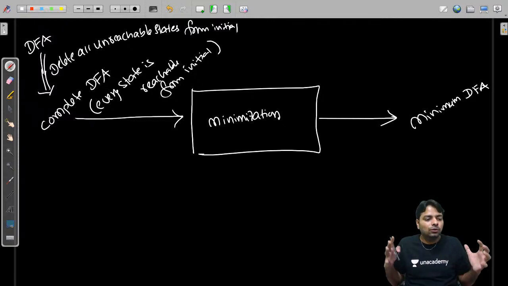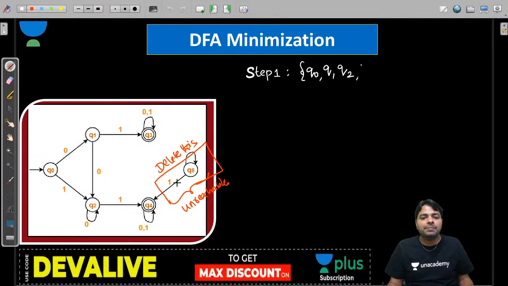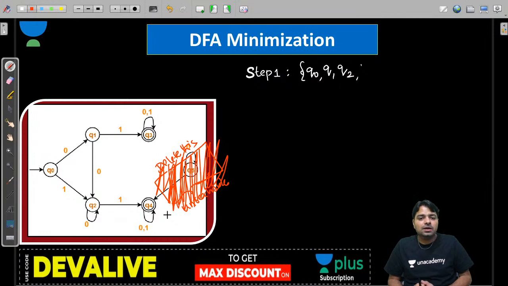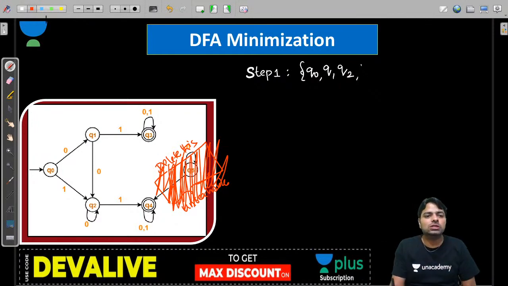So keep that in your mind, guys. Okay, so I'm deleting this first. Q5 is unreachable, so I'm deleting it, so I can save my time to think about what is that. Is it clear? Now delete that. Now start the algorithm.